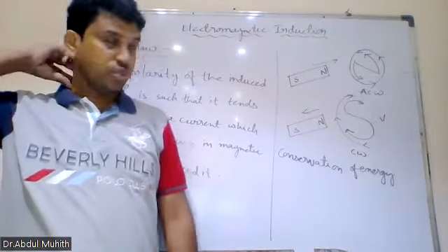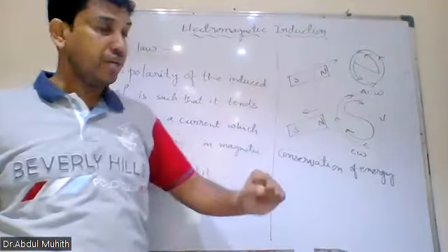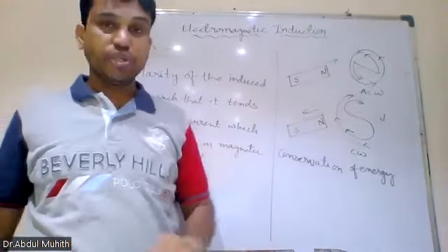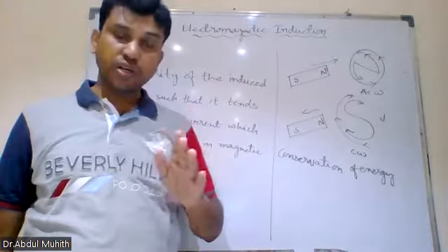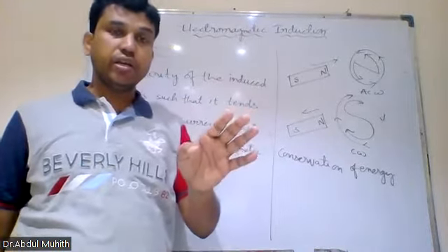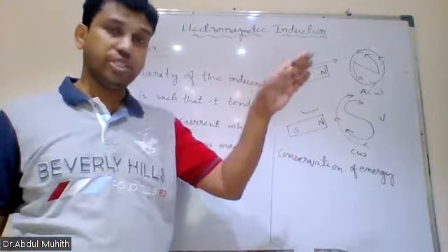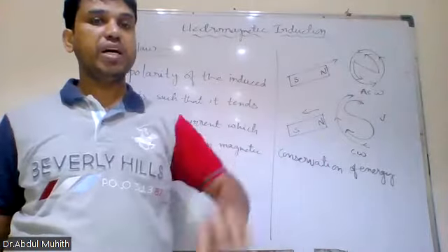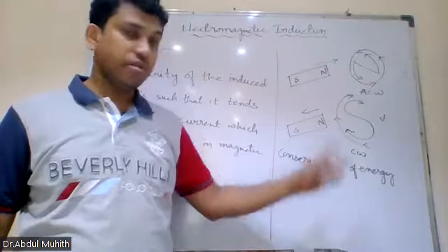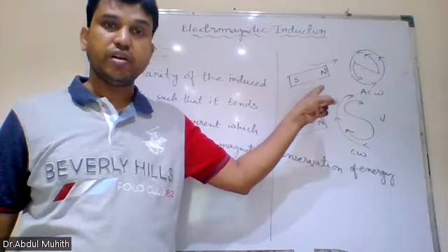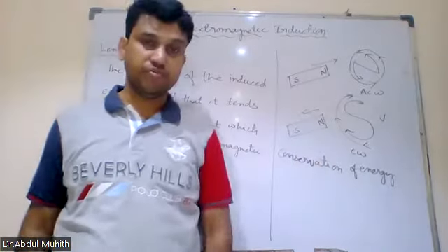Got it? So once again, suppose the south pole is formed here. What will happen? The north pole will get attracted to the south pole, then it will pass through the coil. Without taking any energy, it is easily passing through, which is violating the law of conservation of energy. Now, is this clear, Abid? Yes, sir.